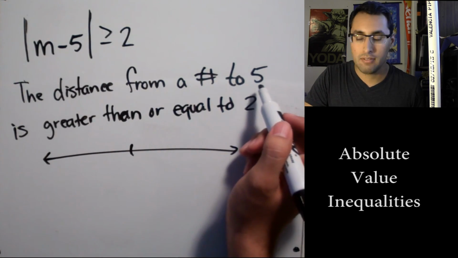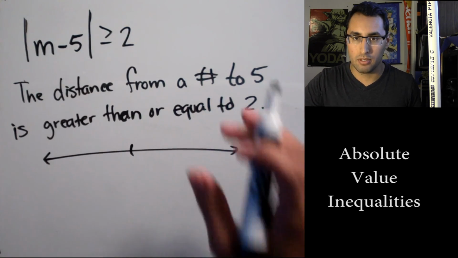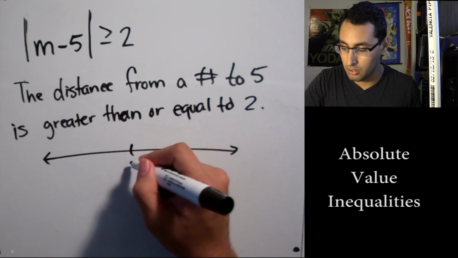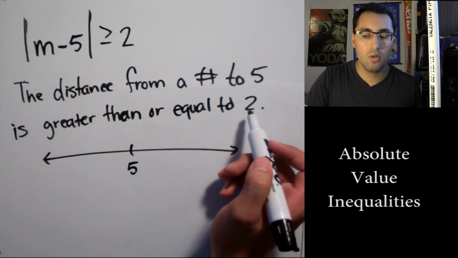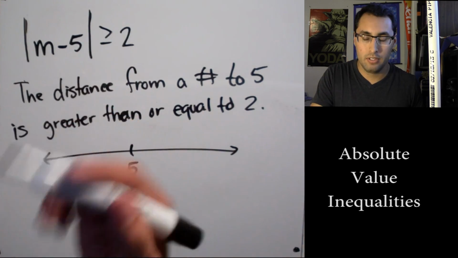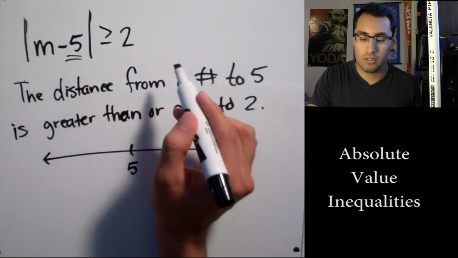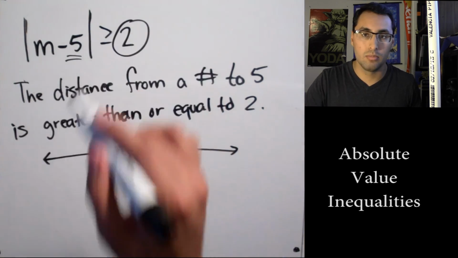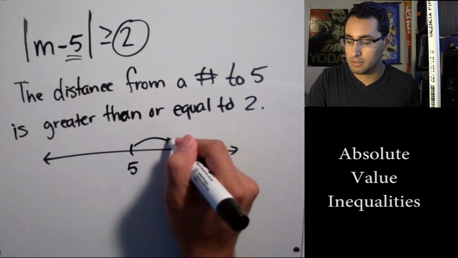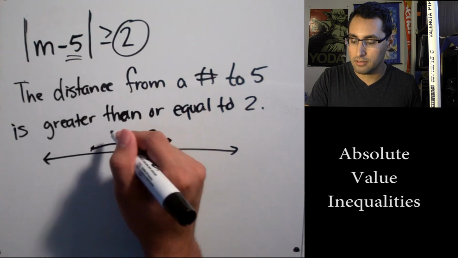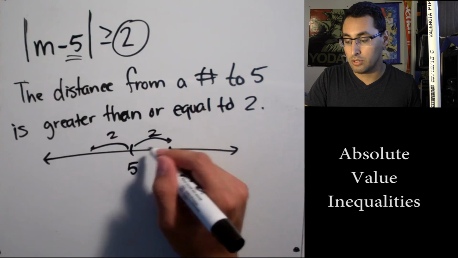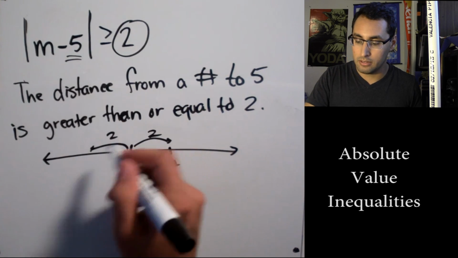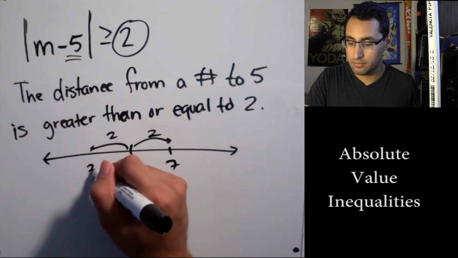Well, if I were to graph this, it results from the distance statement. I have a 5, so the distance from a number to 5, I'm going to start at 5. And what is that distance I'm moving? Well, it's this number over here. That number is always where you start, and this is where you're going to move. So I'm going to move 2 steps to the right, 2 steps to the left. If I move 2 to the right of 5, I'm at 7, and 2 to the left, I'm at 3.